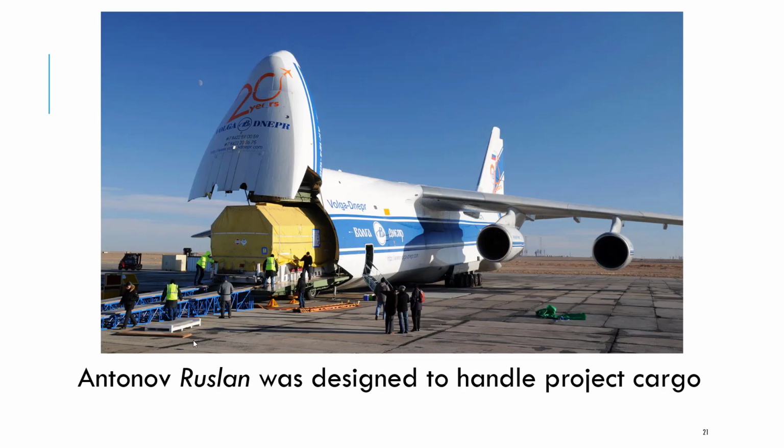Here's the Antonov An-124 Ruslan, designed to handle project cargo. So notice that the nose sticks up a lot more than the other one we saw. And look how big that thing is that they're trying to put in there. So it basically takes up the whole inside of the plane.